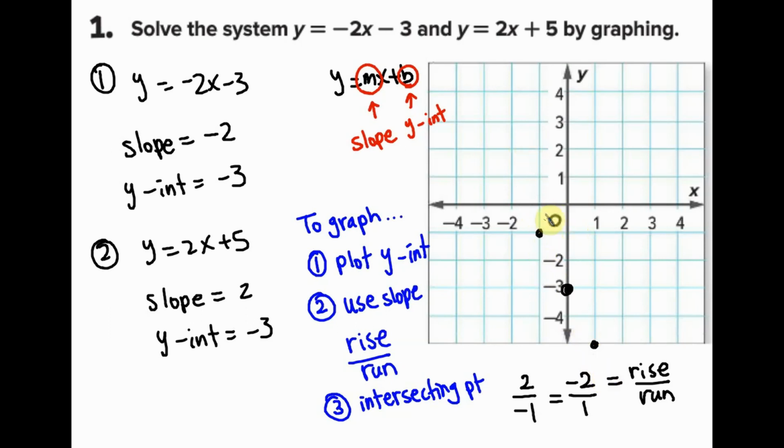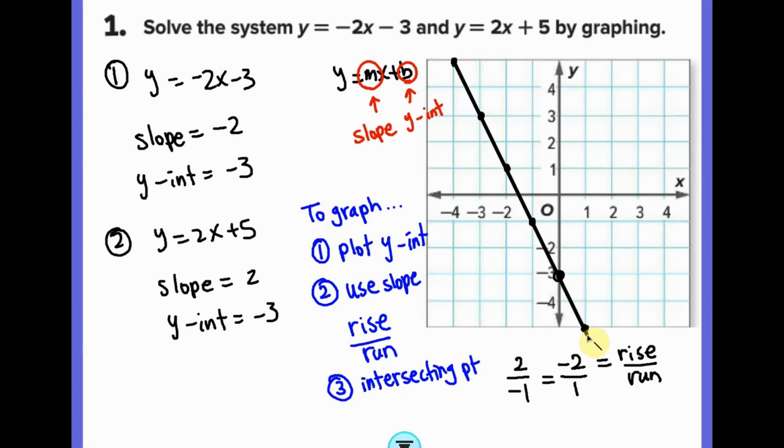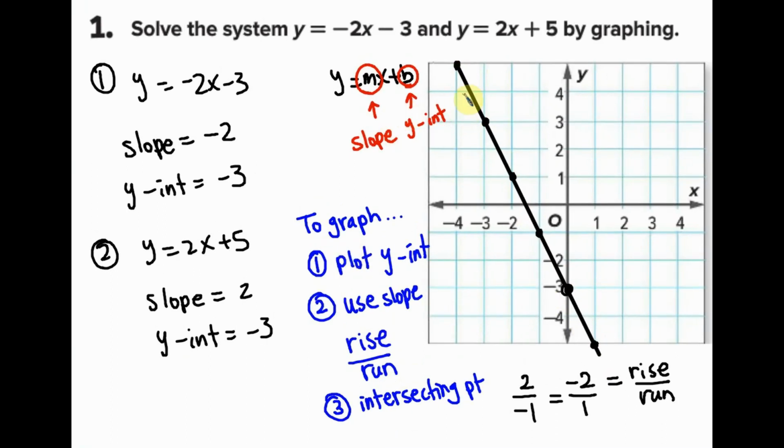Let's just continue. So I'm going up 2, left 1, up 2, left 1, and up 2, left 1. When you connect all of them, they will form a straight line. And then I can draw arrows on each side. The second equation, y is equal to 2x plus 5, they also have y-intercept of negative 3. And technically, that's going to be your intersecting point. But anyway, we'll just continue.